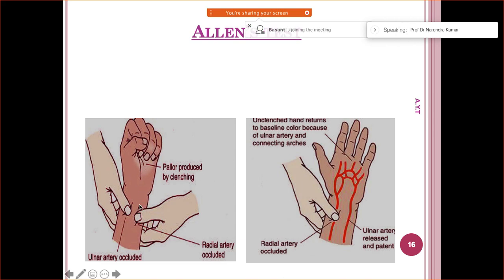So, if you look carefully at this figure, what you do is you try to induce pallor by clenching, okay, by doing these alternate occlusions, and that's why it is very, very important, as I said, because you are trying to see if a collateral circulation is present. Yeah.